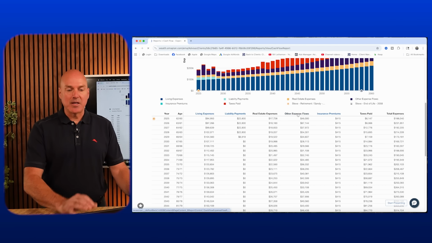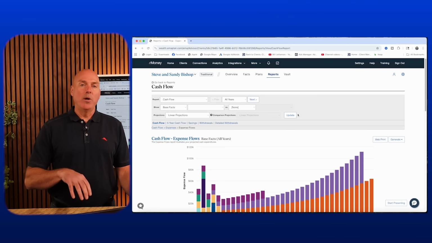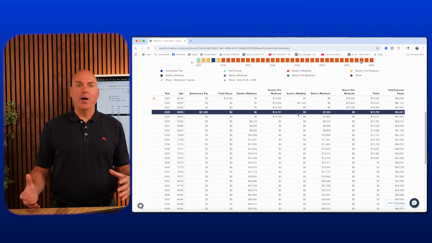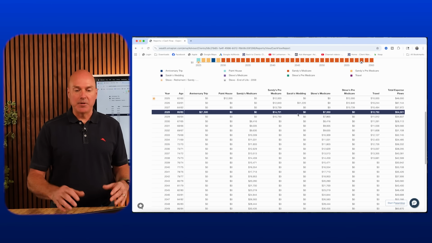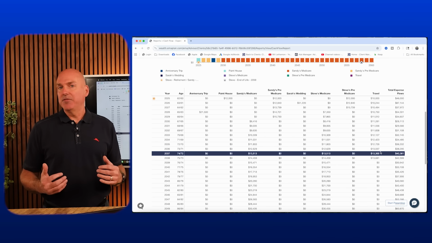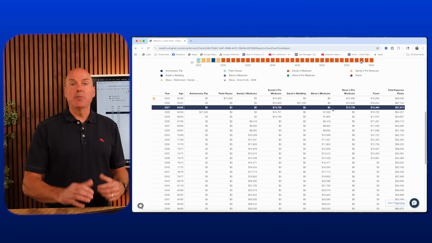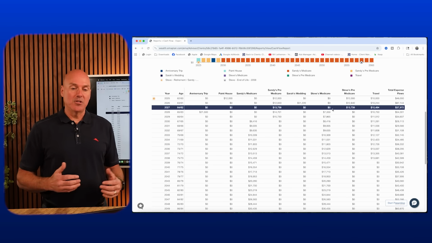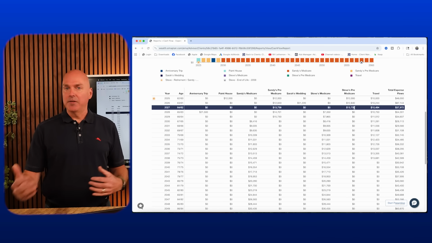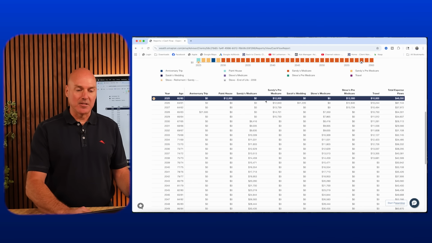Real estate expenses, and then under other expense flows, we really have some opportunity to customize this. A lot of people want to do some extra spending in the early part of retirement, so we've got some extra travel, $10,000 a year for the first 15 years of their retirement. They're going to retire before Medicare kicks in, so we've got some higher pre-Medicare healthcare expenses. And again, there's that difference in age, so that's not coming in at the same time.